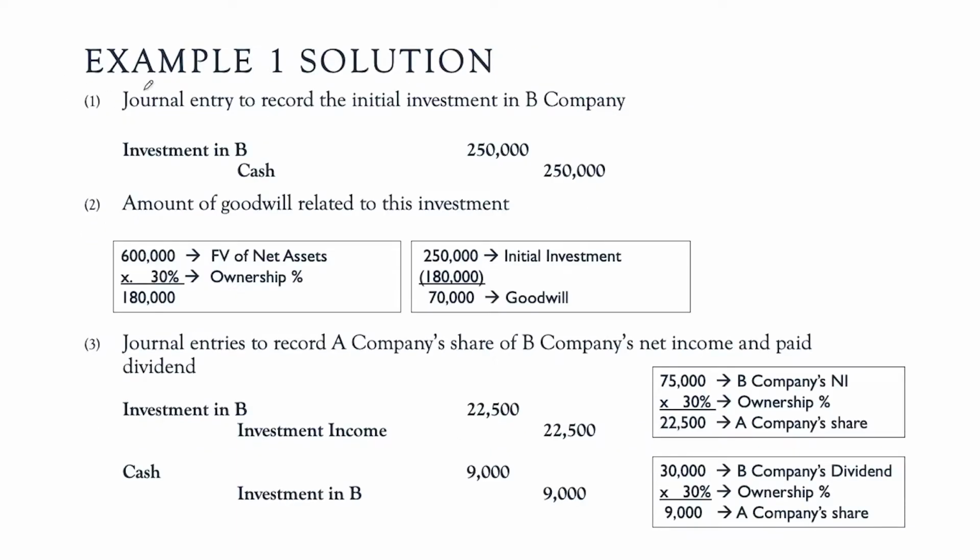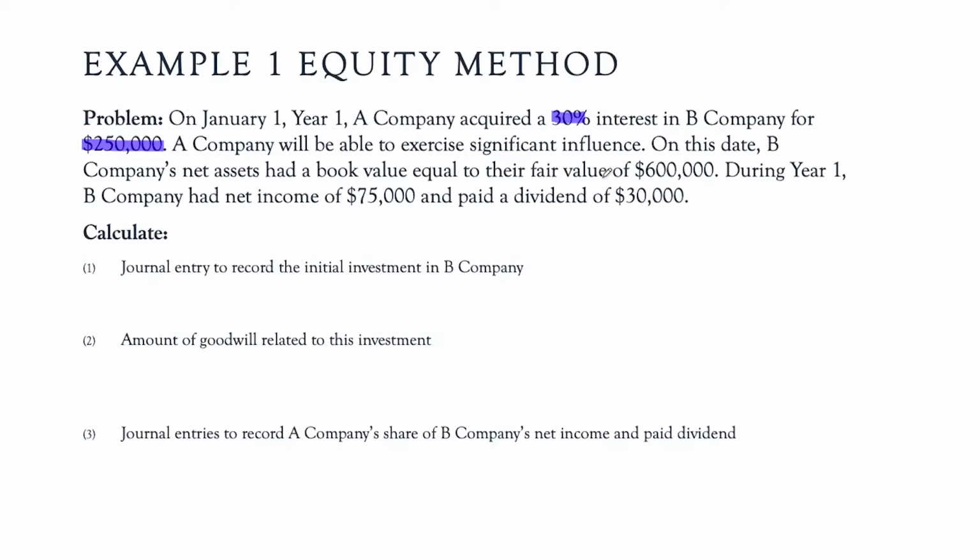So let's take a look at our solution here. The journal entry to record that initial investment, again, is debiting your investment account, investment in B, raising that account. And you're going to credit cash because it said they purchased it with cash of $250,000, so you would credit that. Next, let's take a look how to calculate the amount of goodwill that's related to this investment.